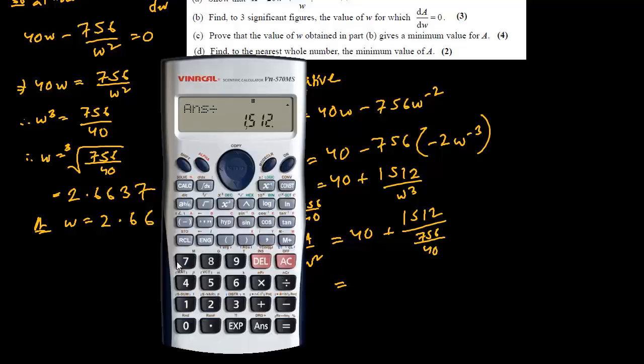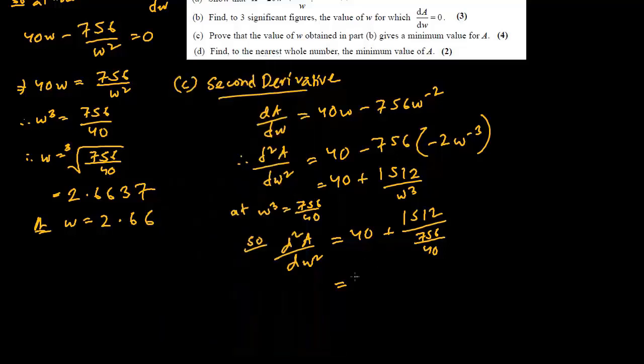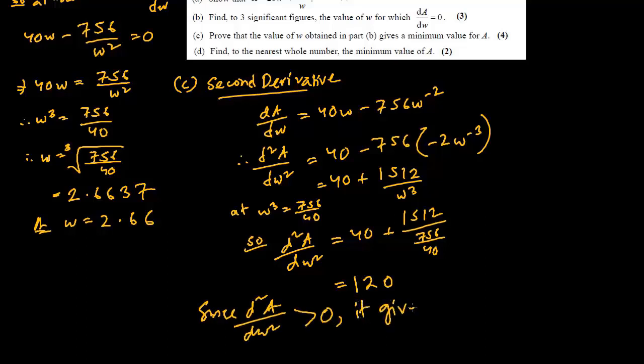So I'm calculating over here 756 divided by 40. This is 80 plus 40 is 120. So we just need to know whether the second derivative is positive or negative. So you write, since d2A by dw squared is greater than 0, it gives a minima or minimum value. That's it. That's the verifying, or that's the proof.